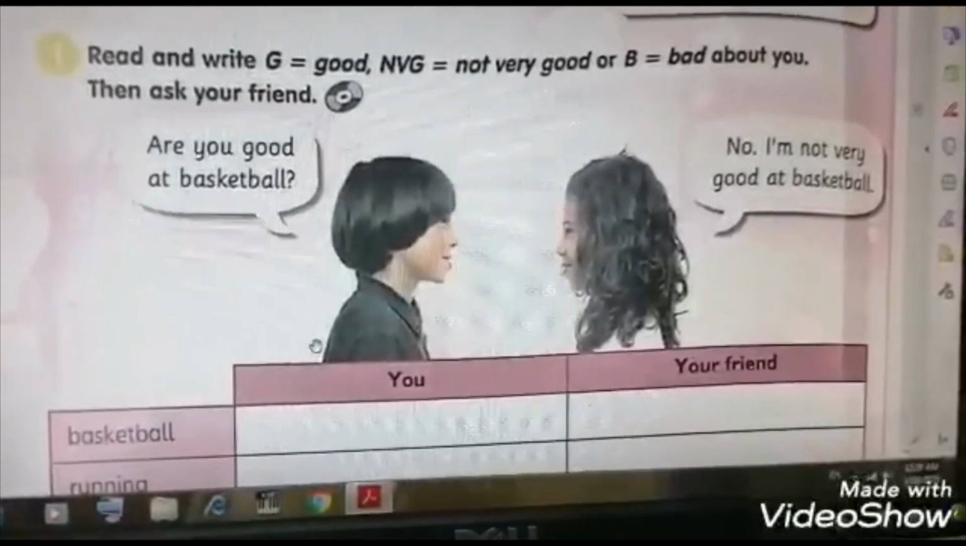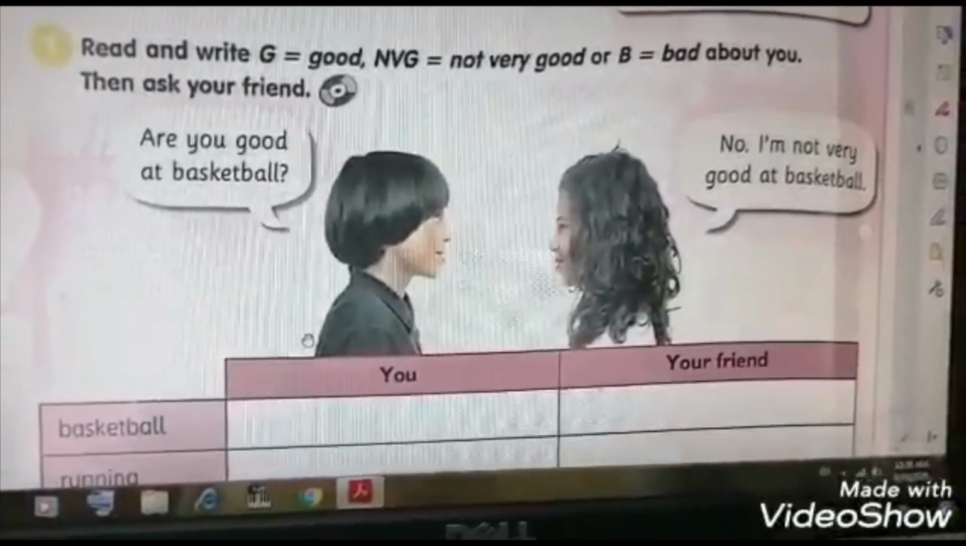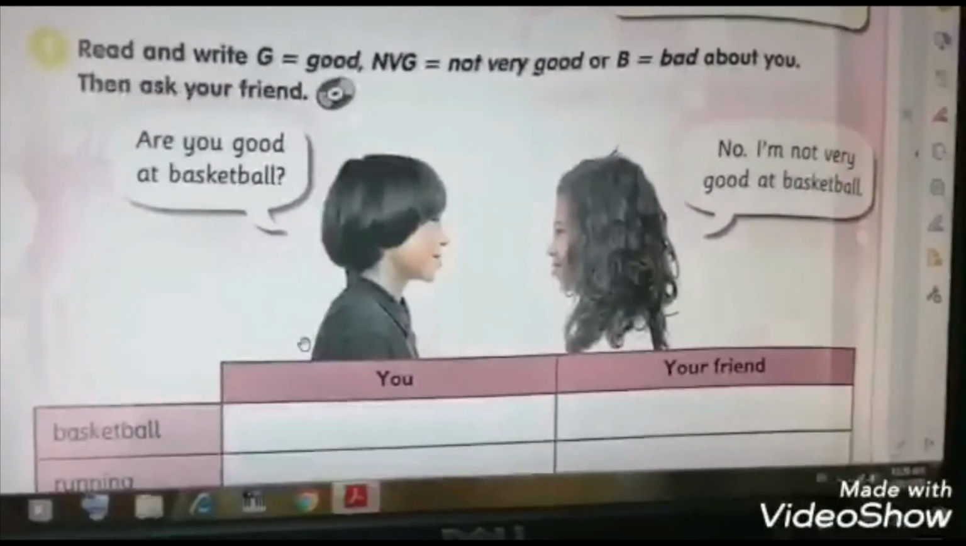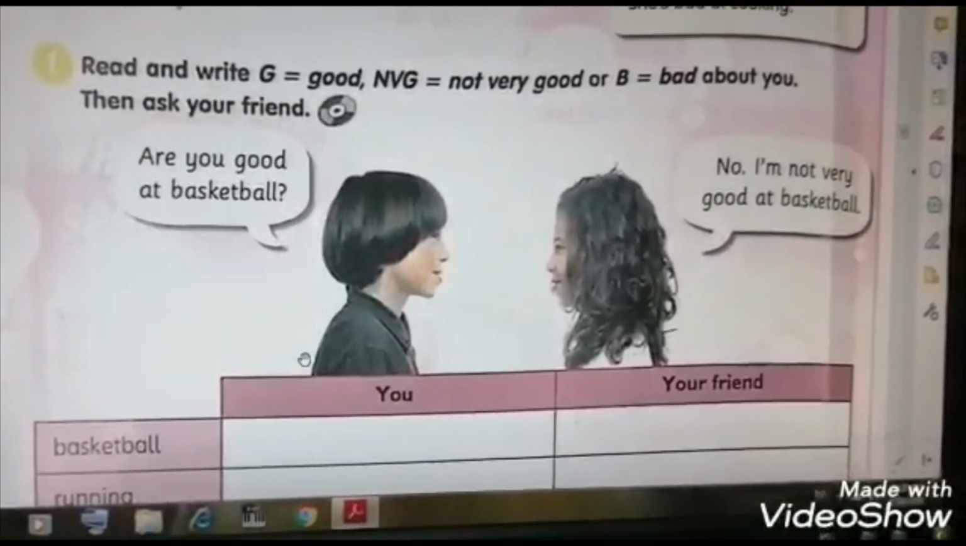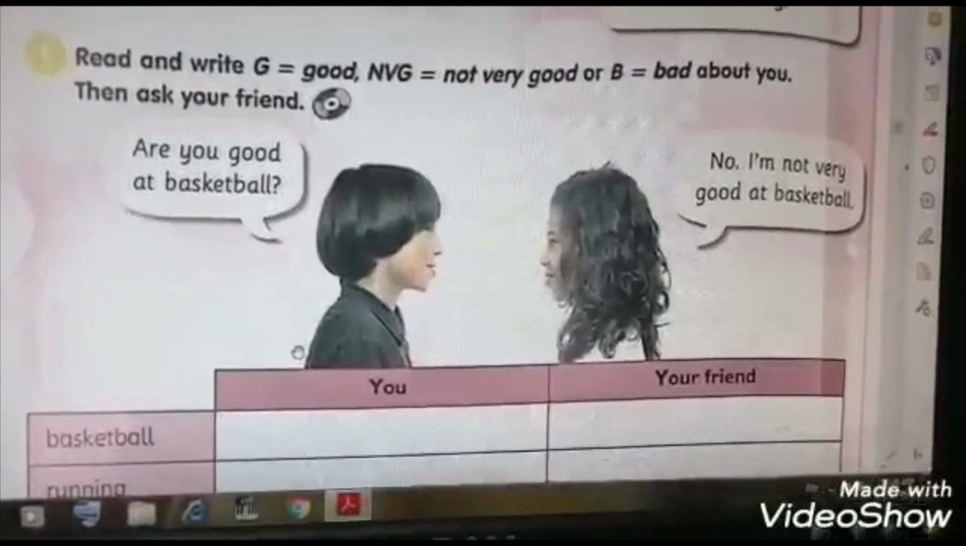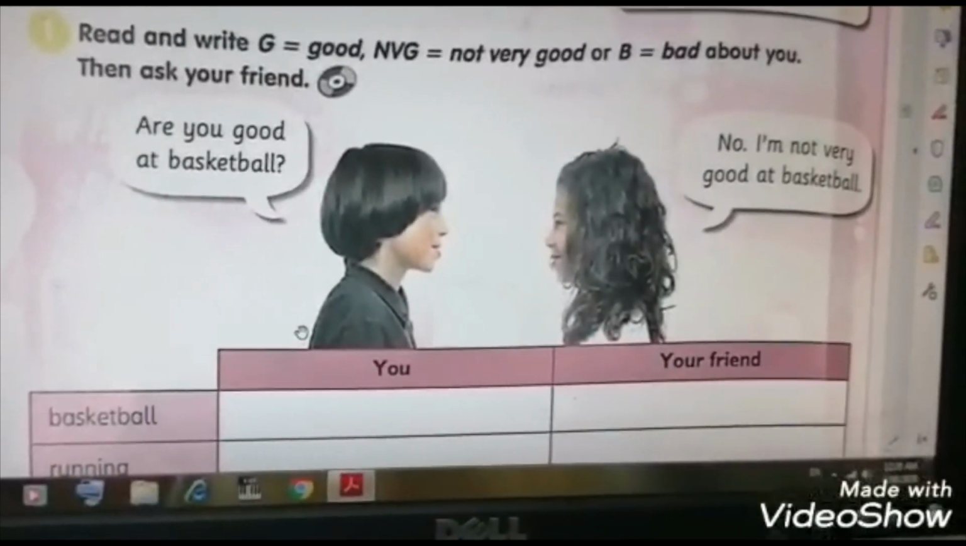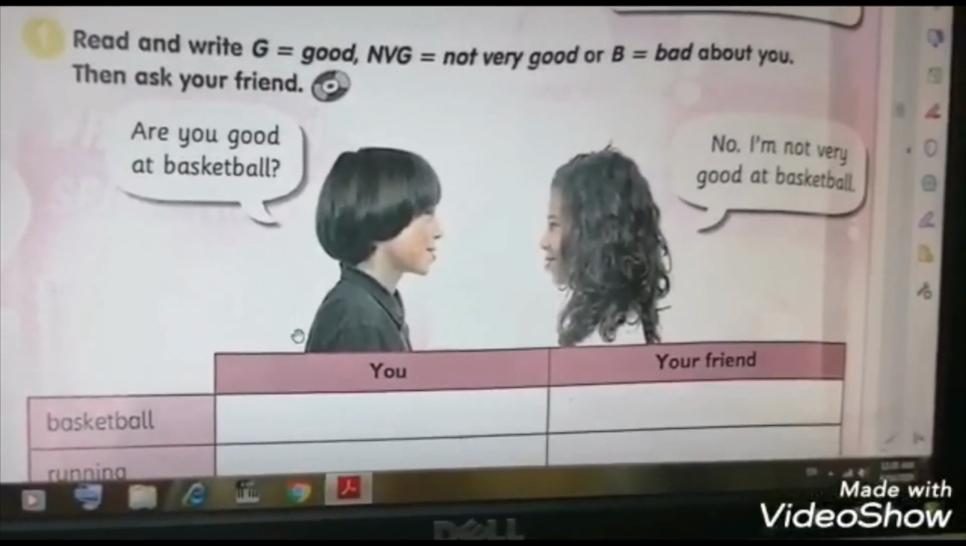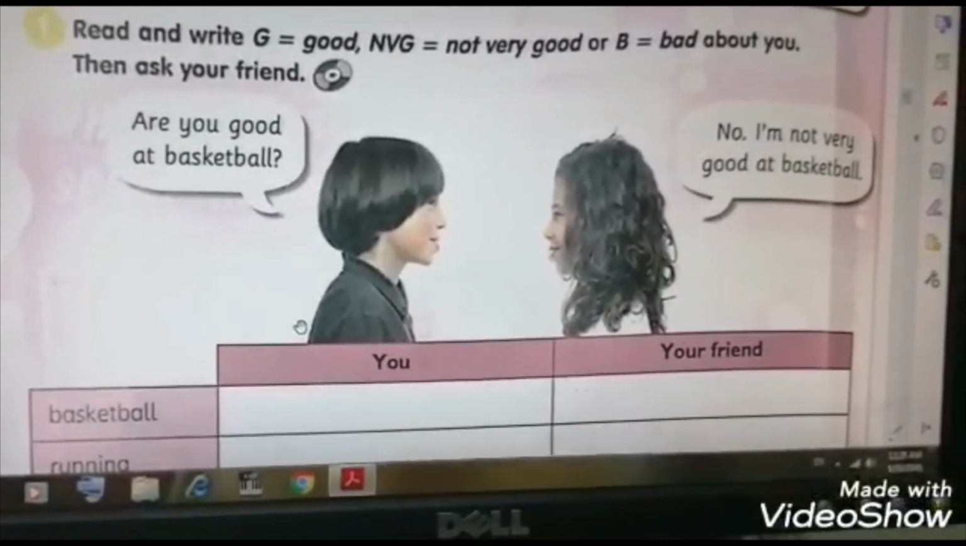So now let's have a look at activity 1. Read and write G good, NVG not very good, or B bad about you. Then ask your friend. Look at the speech bubble, look at the picture. Who are they? They are Alex and Lucy.